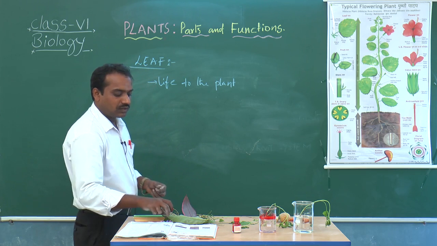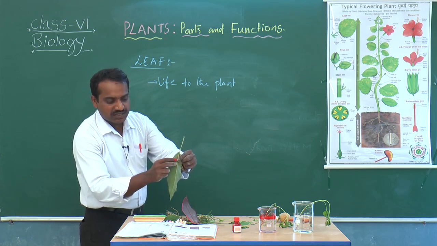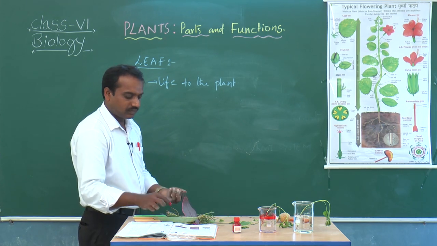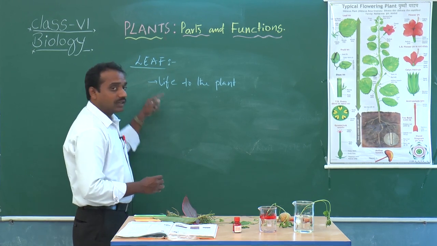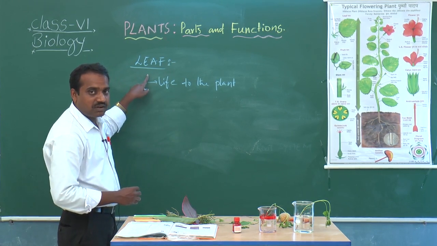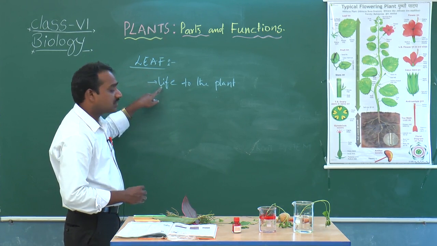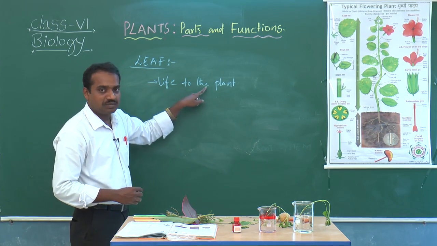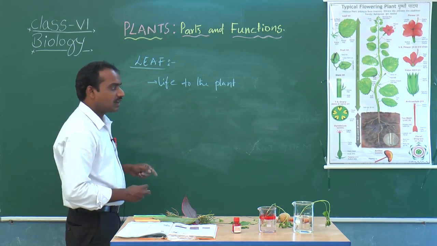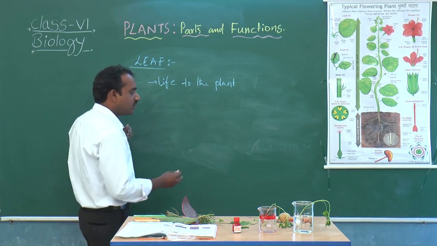Let us see what are the lines present in the leaf. Leaf is the most important part of the plant, which provides life to the plant. Let us see the leaf structure in the form of a diagram.